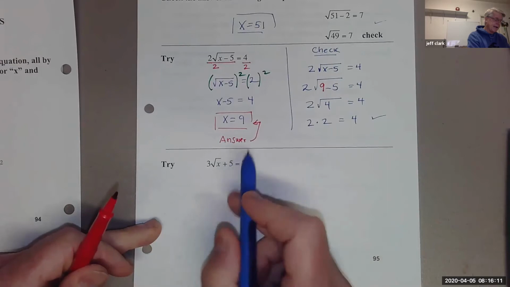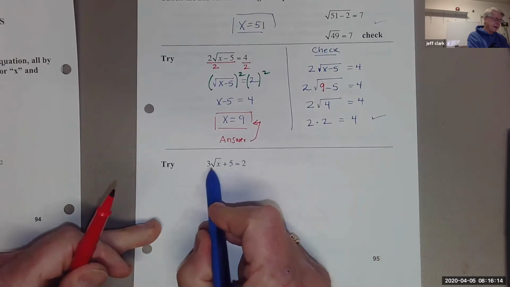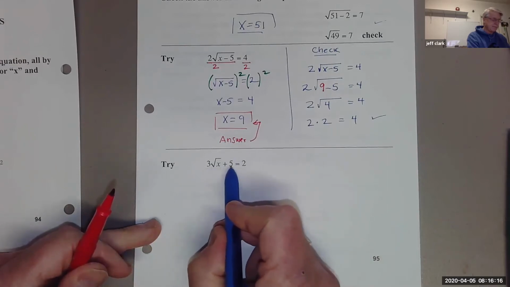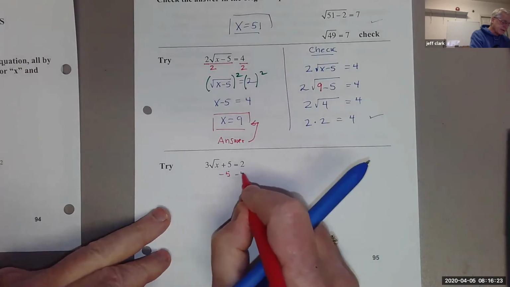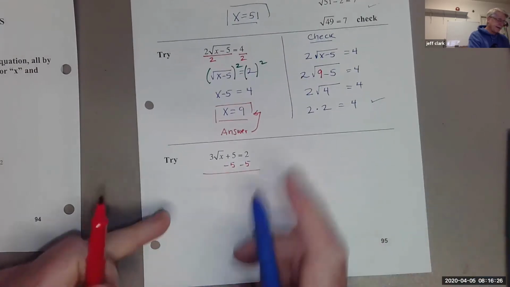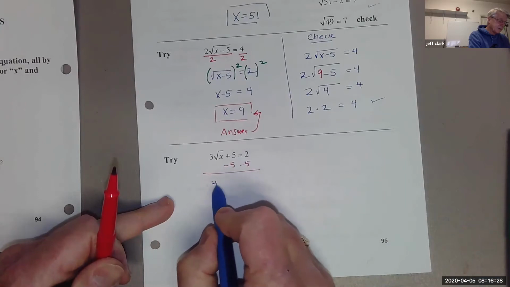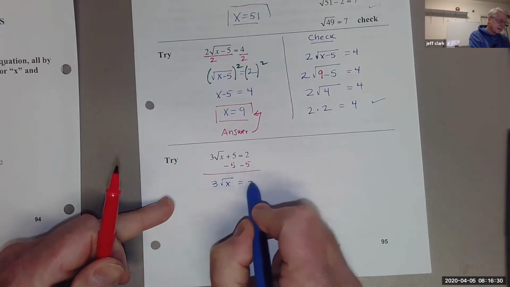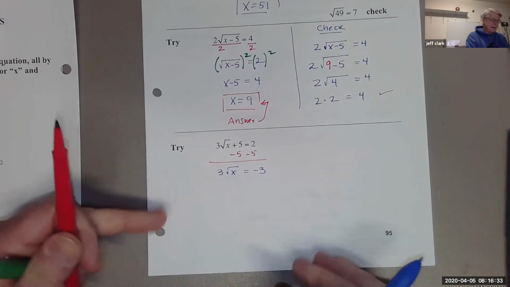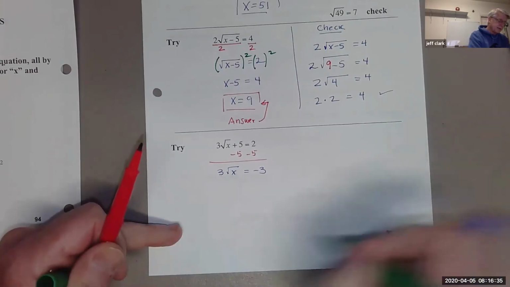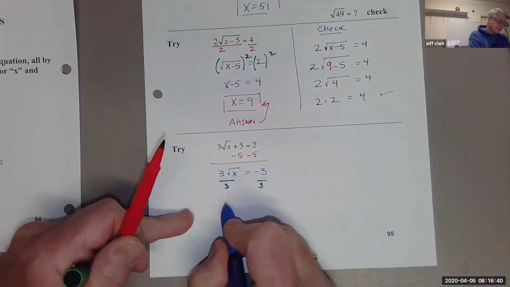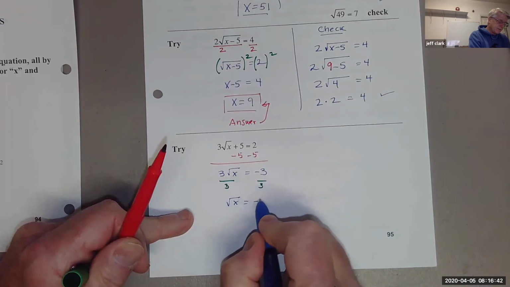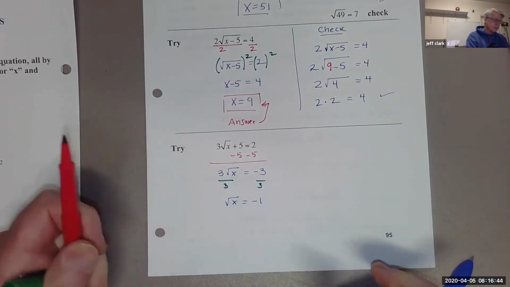That means I have the 5 and the 3 to handle. And you pick one of them. My suggestion is pick the add 5, because really what you're going to do is subtract 5 from both sides. I suggest that you subtract 5 from both sides first. And then now divide both sides by 3. So then you'd have square root of x equals -1. And then square both sides.